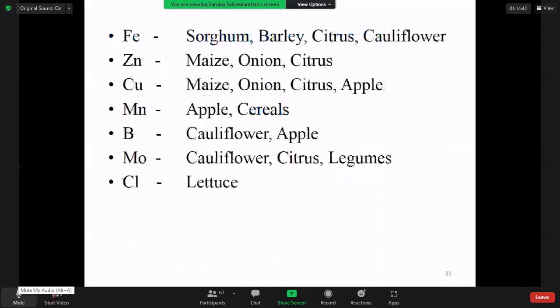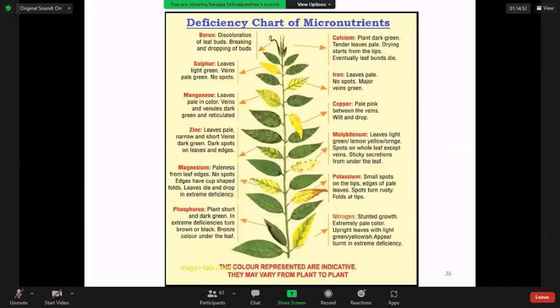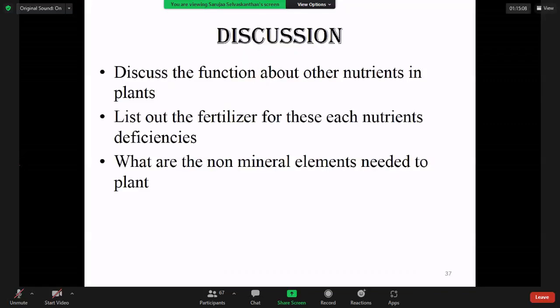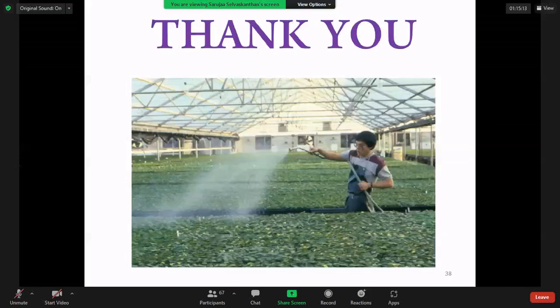If you are answering these questions, while I am telling the symptoms, you tell the nutrient deficiency. That's okay. If you wish, I will show the pictures of nutrient deficiencies in our department in the next class. In the discussion part, try to answer these three questions, plus the one extra question I mentioned. Try to remember these questions. From here we will stop.